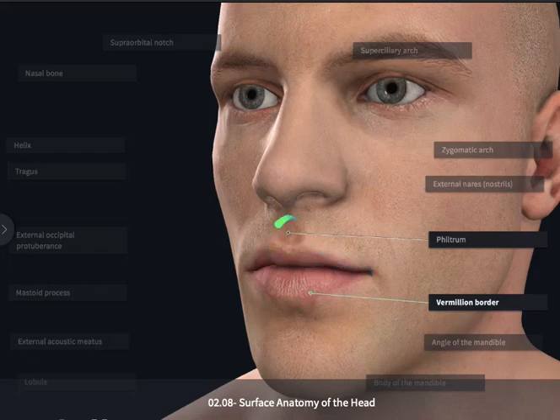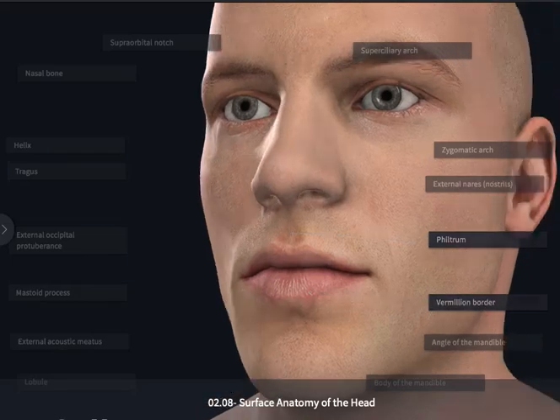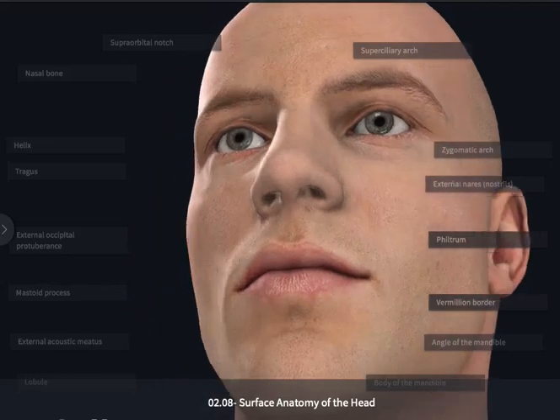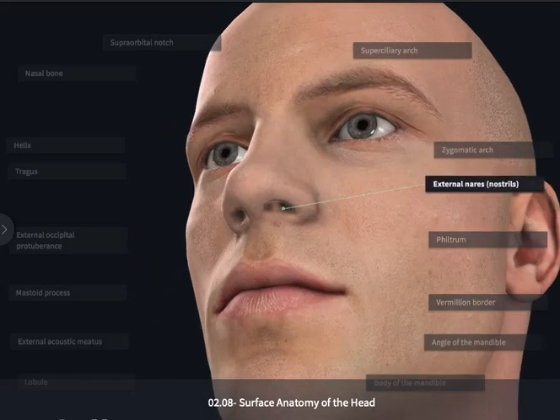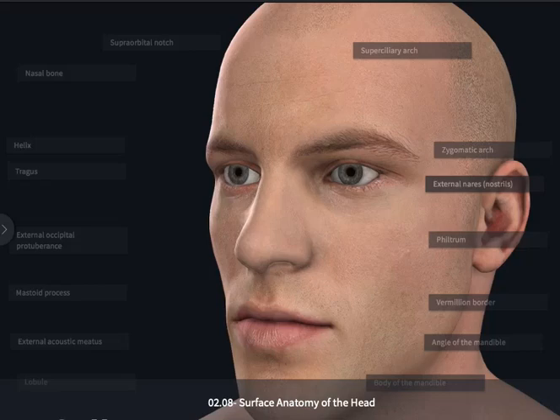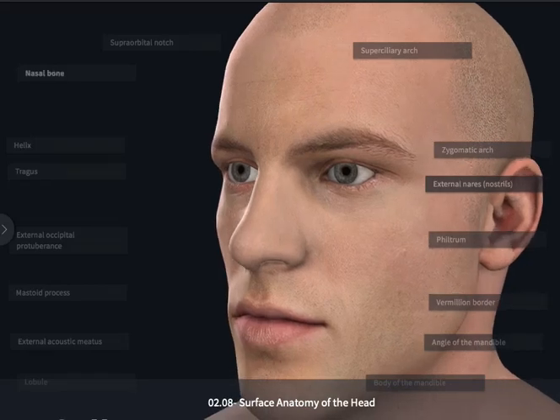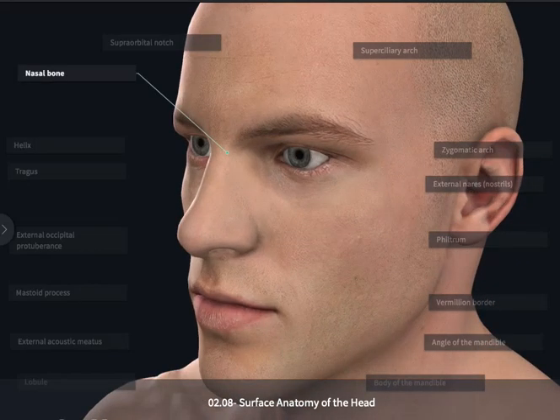Superior to the upper lip, we're going to have a small depression or indentation in line with the nose, and this is the philtrum. The philtrum is going to lie in the midline, to either side of the openings to our nasal cavity, the external nares, otherwise known as the nostrils. Moving superiorly along the bridge of our nose, we can feel the nasal bones.